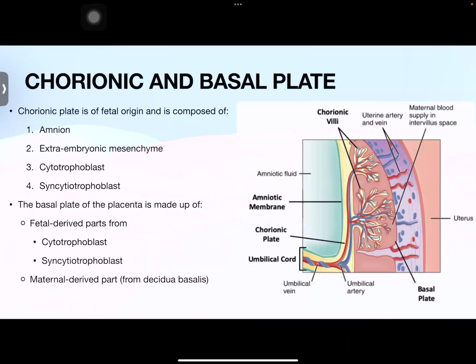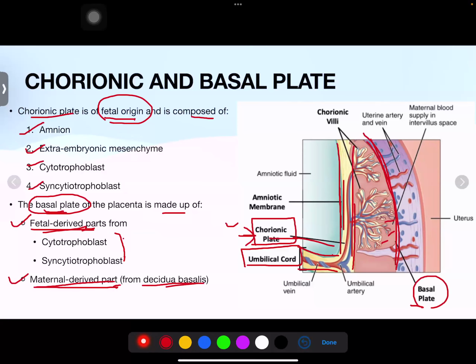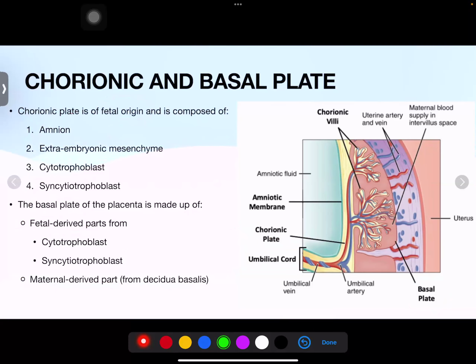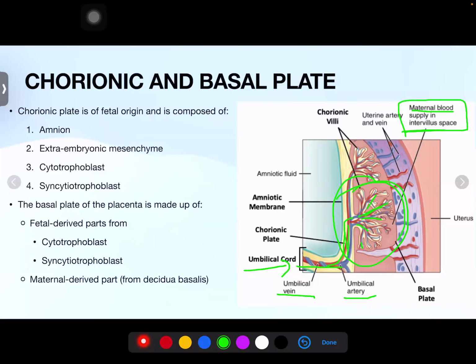If you see this diagram, this is how the umbilical vessels enter. This is the umbilical artery and vein. They enter the chorionic plate, and this is basically a chorionic villus tree. These villi give multiple branches, and then they open into the intervillous space. This is the intervillous space, where the maternal blood supply is. So the maternal blood supply and fetal blood supply, the exchange of materials, occur in the intervillous space.